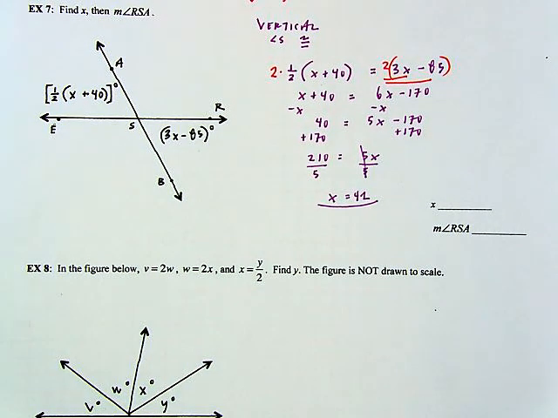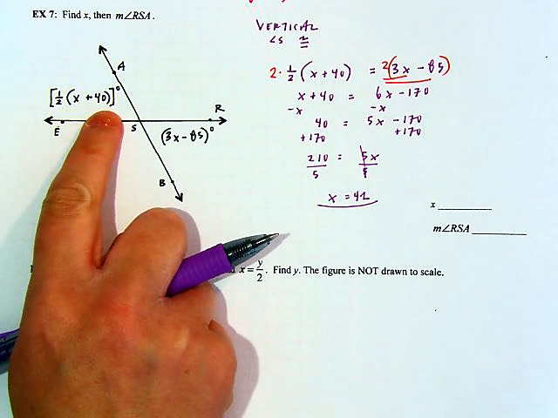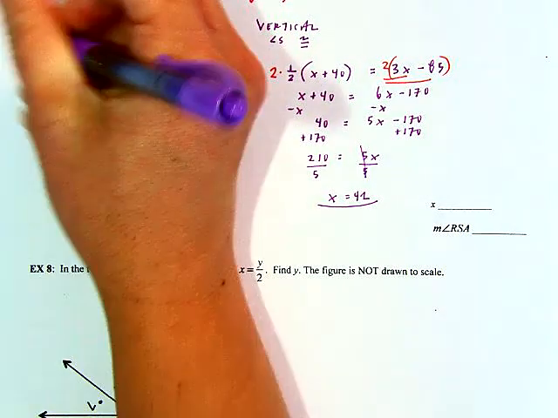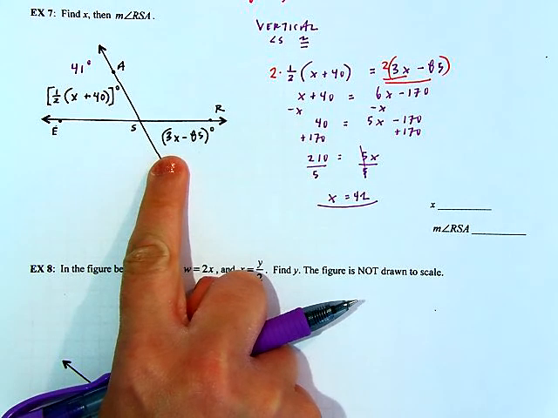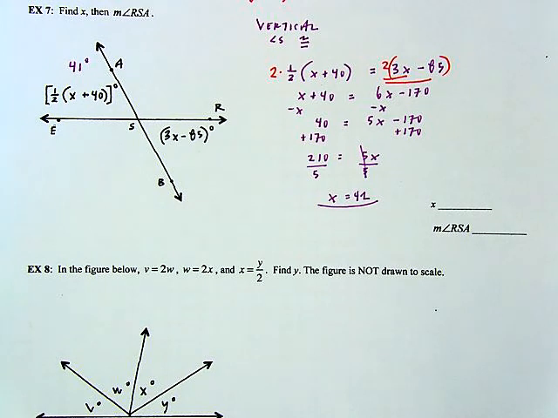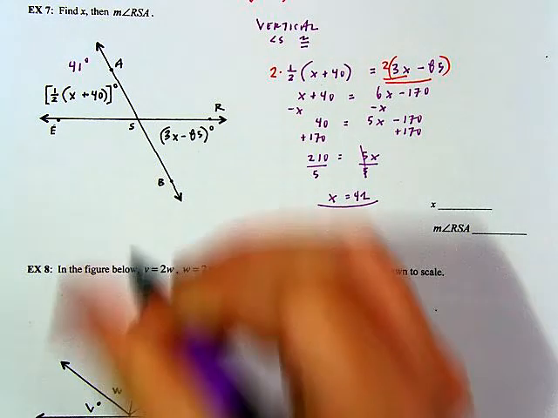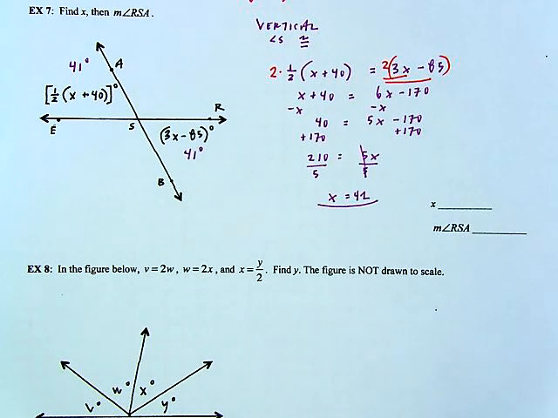So let me plug that in. 42 plus 40 is 82. Half of that is 41. This angle would be 41 degrees. And then here I want 3 times 42. So I have 126, and then take away 85, and I get 41 degrees as well. So I know that those two angles are the same. They have to both be 41 degrees.